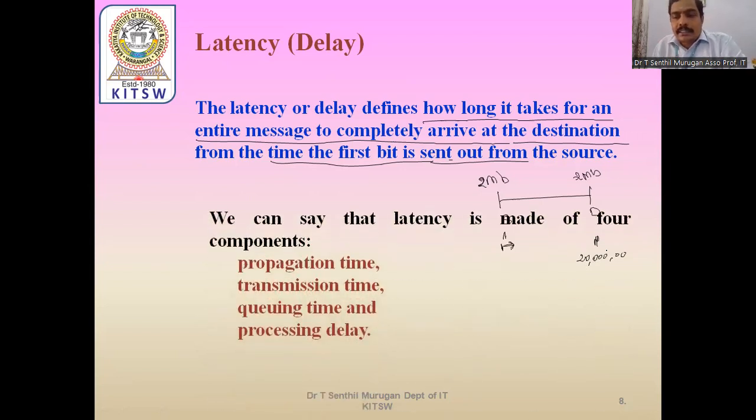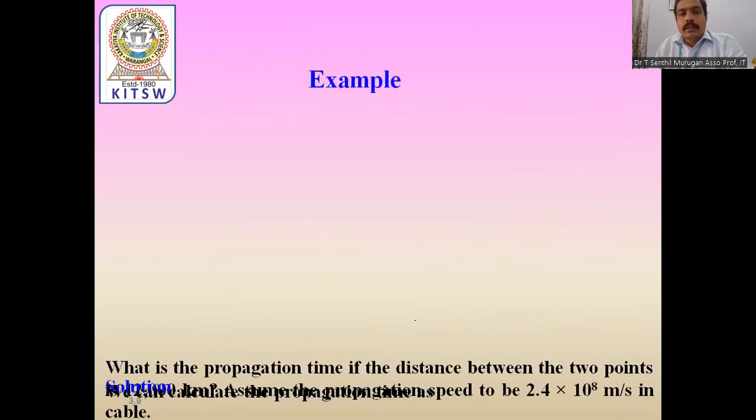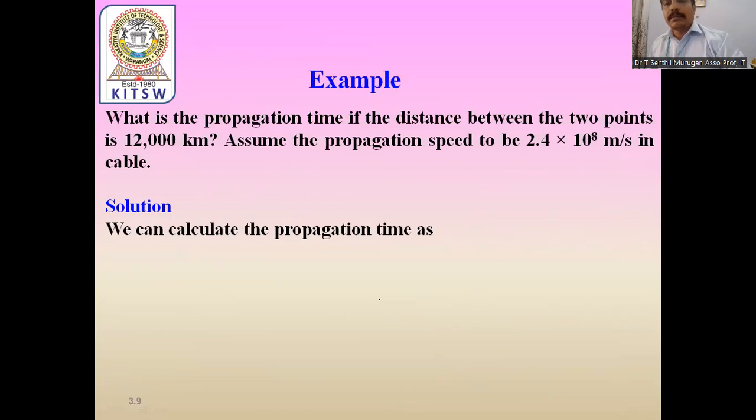So we can say that latency is made of 4 components: propagation time, transmission time, queuing time, and processing delay. For example, what is the propagation time if the distance between 2 points is 12,000 kilometers? The source is here, the destination is here, totally 12,000 kilometers. What is the propagation speed? Propagation speed is the speed used in the cable, 2.4 into 10 power 8 meters per second.